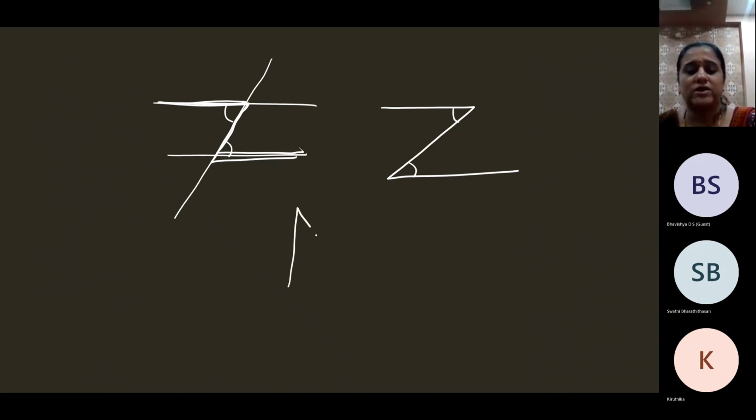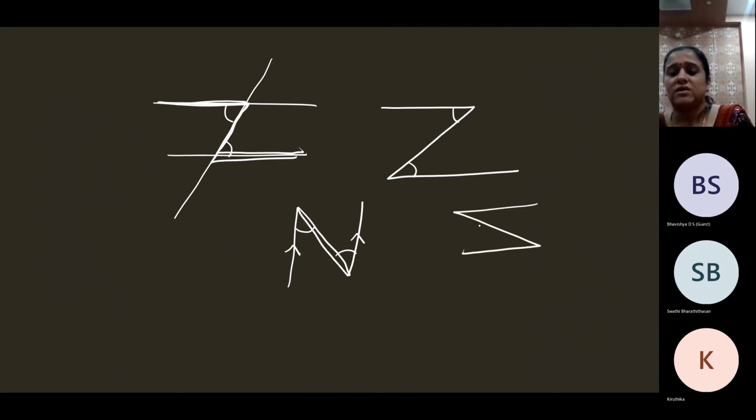Or if you have a figure like this, where this line is parallel to this line, and this is the transversal, here are the alternate interior angles. Or it can be a Z like this. These are the parallel lines. This is the transversal. So these are alternate interior angles.